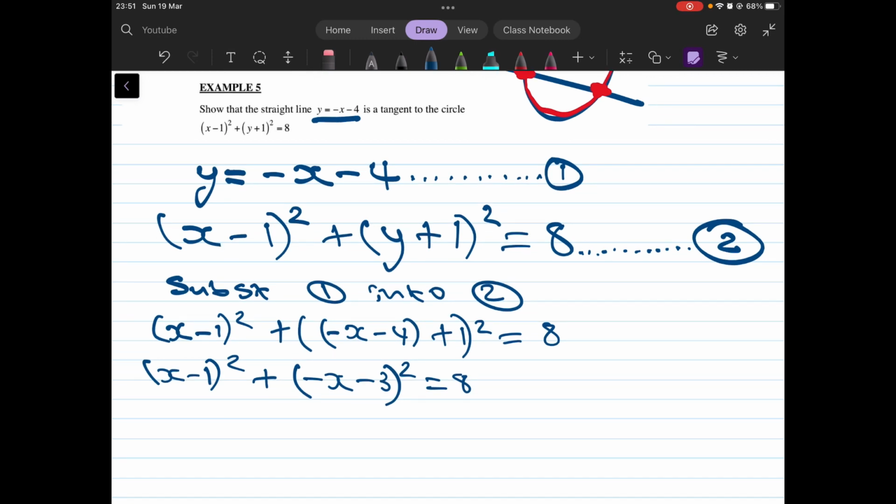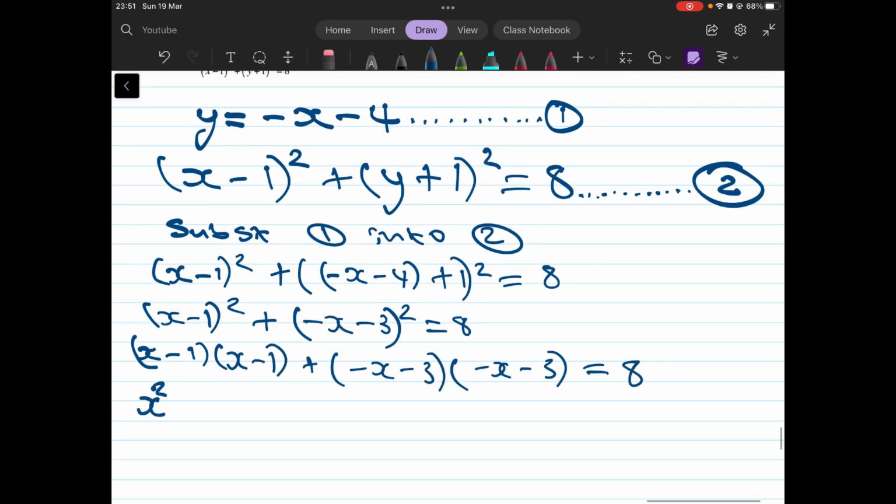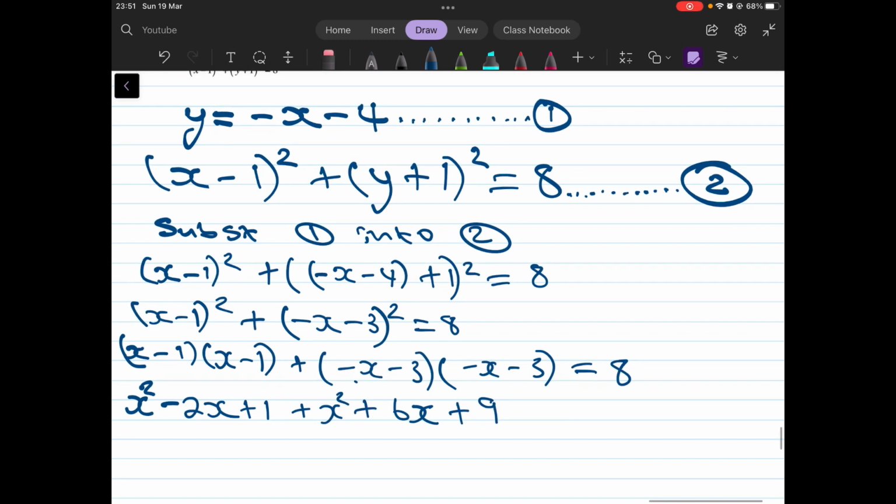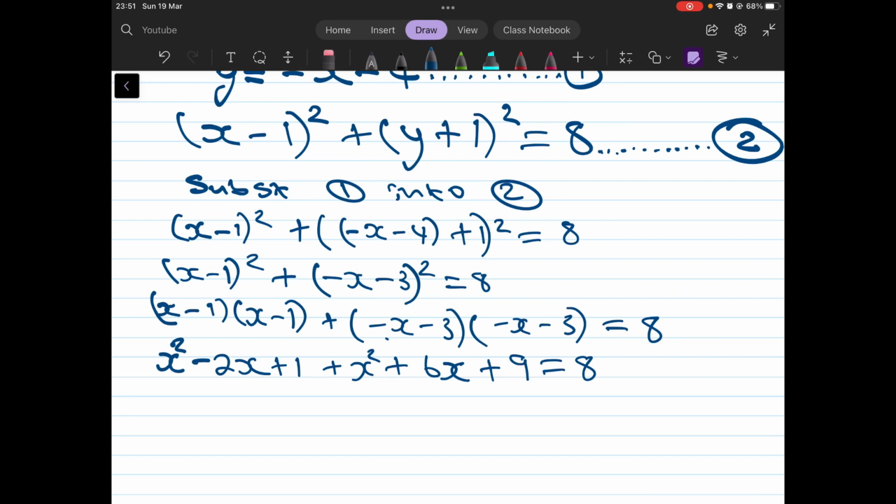From there, this x minus 1, we can expand it. When we expand it, it's going to be x minus 1 like this, x minus 1 like that, and then plus minus x minus 3 times minus x minus 3 equals 8. And then we simplify. This is x squared minus x, that is minus 2x plus 1, like that. And then we have plus x squared plus 3x, that is plus 6x, plus 9, because minus 3 times minus 3 is positive 9, and then everything equals 8. Now we just add the like terms. We have 2x squared, minus 2x plus 6x, that is plus 4x.